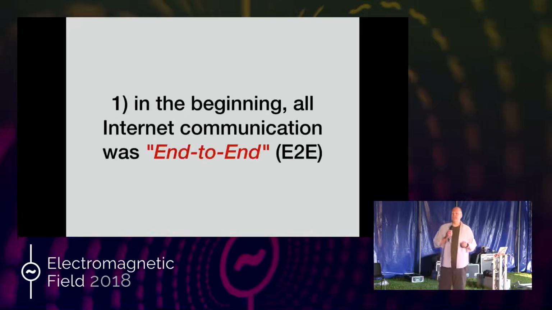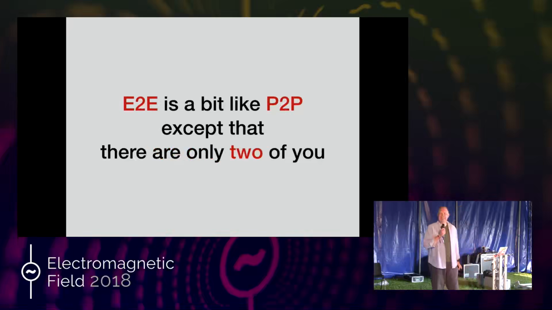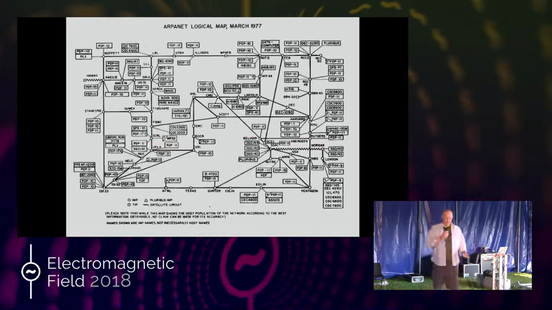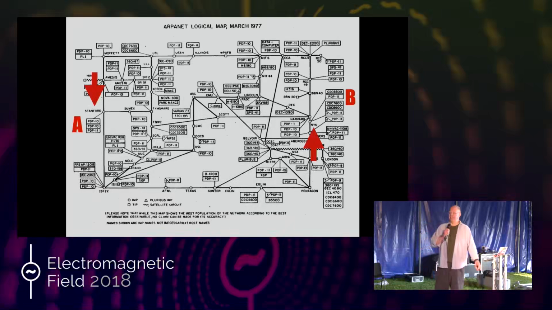Firstly, in the beginning, all of the internet's communications were end-to-end. End-to-end is a bit like peer-to-peer, except that there are only two of you. So it's a bit like a rope, which is, if you've got a net and it's only got two ends, it's actually a rope. So if you had an internet mesh, this is a map of the internet from 1977, so it's a little earlier than the target dates that I'm describing, but it serves for illustrative purposes. And you had Alice in Stanford, and she was on a PDP-11 on the left-hand side, and you had Bob at NYU on the right-hand side, who's also on a PDP-11.